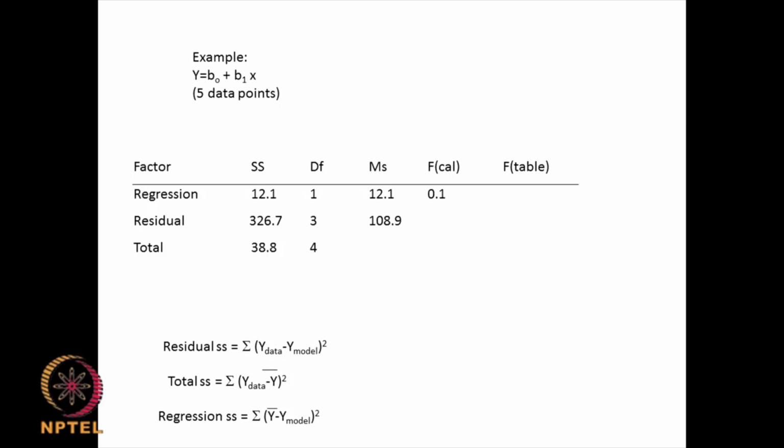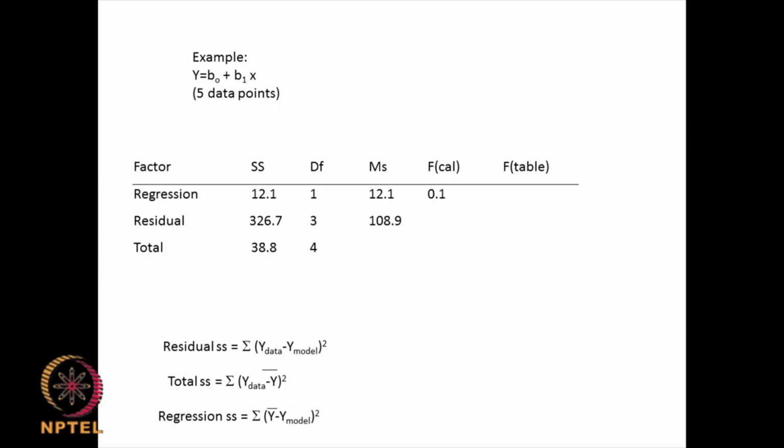Okay, this is what you do. There is an ANOVA which is created when you do any regression analysis, and there are 3 sums of squares. One is called the regression sum of squares, which is y model minus y bar. There is a residual sum of squares which is y data minus y model prediction. Total sum of squares is y data minus y bar square. Y bar is nothing but average y, and then you have degrees of freedom.